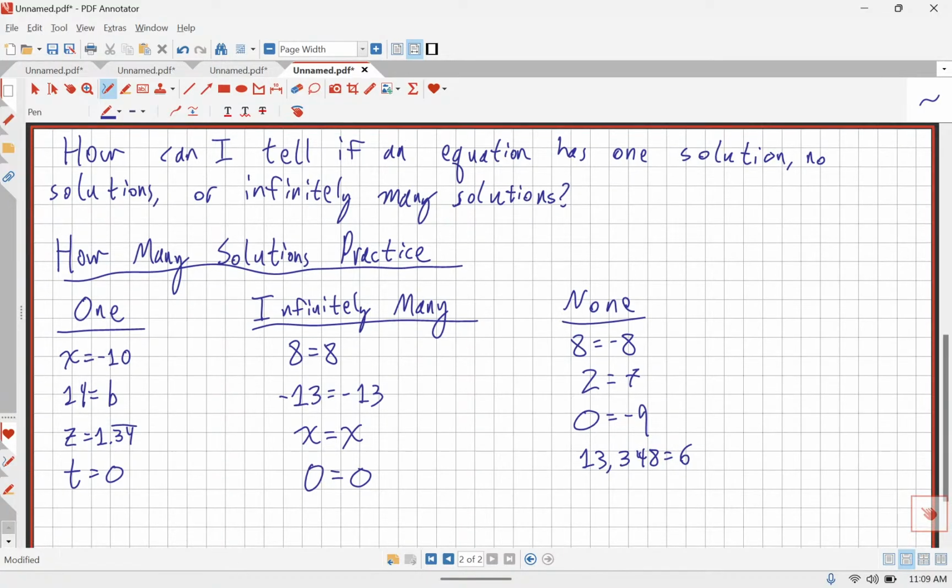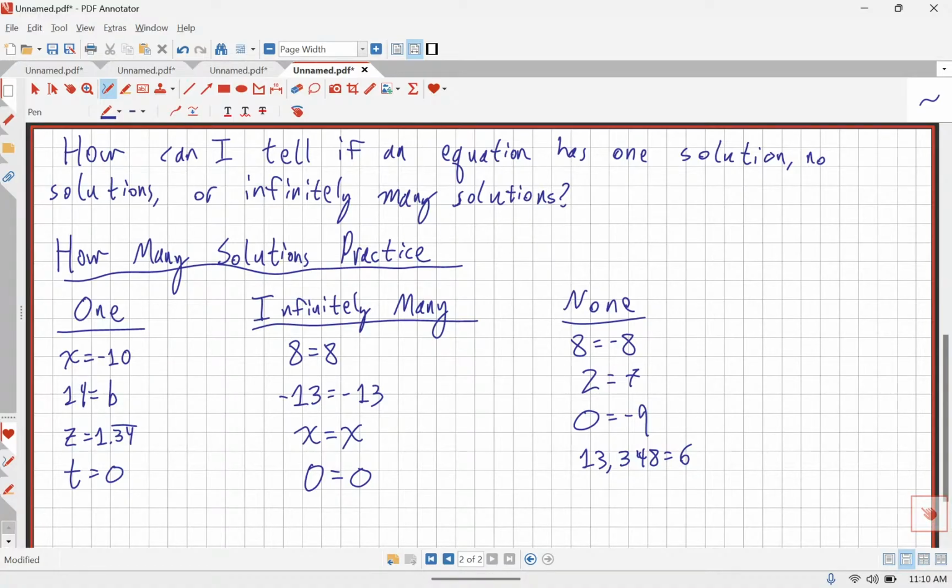So if you try to solve an equation and one of these happens, if it acts normally, great. It's got one solution. Tell me what it is. If it comes up with something that is true, then we say there's infinitely many solutions. If it comes up with something that is false, then there are no solutions.